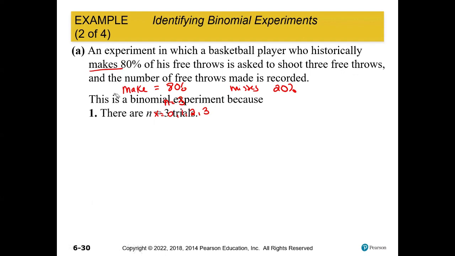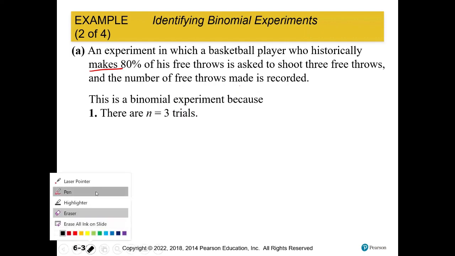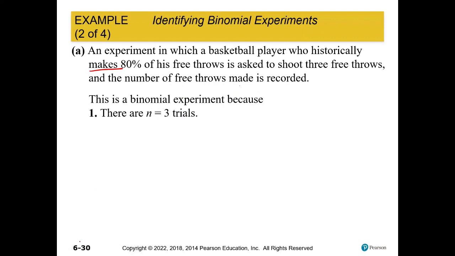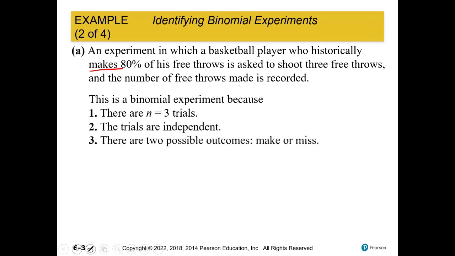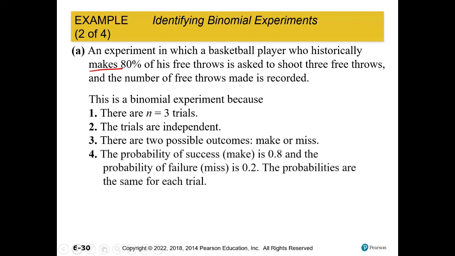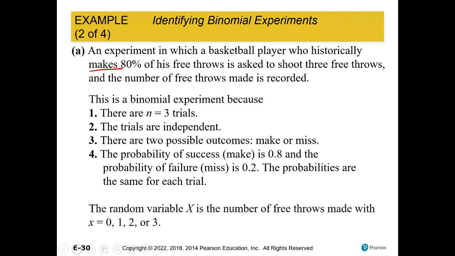So let me erase my writing here so you can see actual text here. I like to work it out with you first, though. There are 3 trials. The trials are independent. There are 2 possible outcomes, make or miss. The probability of making it is 0.8. The probability of missing is 0.2. And the possibilities are 0, 1, 2, and 3. So all of the things we said, yes, this is a binomial experiment.